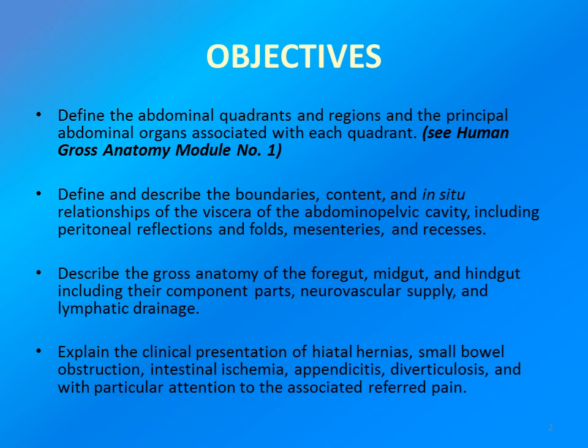Also, the student should be able to describe the gross anatomy of the foregut, midgut, and hindgut, and should include in this discussion their component parts, neurovascular supply, and lymphatic drainage. And finally, the student should be able to explain the clinical presentation of hiatal hernias, small bowel obstruction, intestinal ischemia, appendicitis, diverticulosis, and associated referred pain.